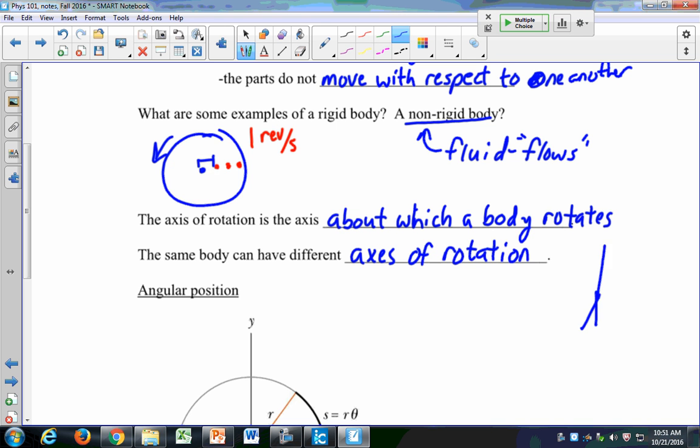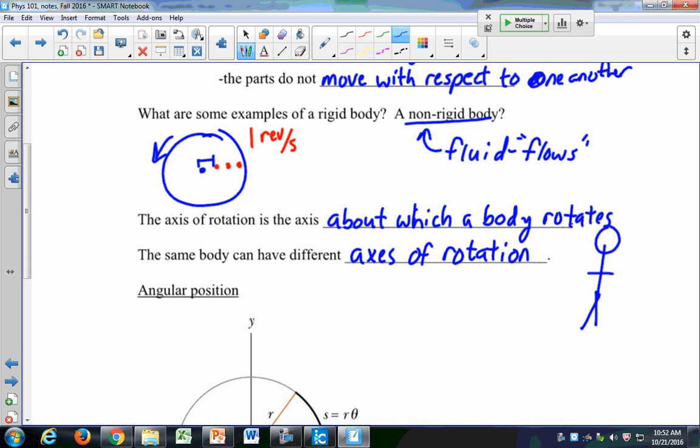So for example, a person can rotate about all sorts of axes, especially if you're very coordinated like I am. You can rotate about this axis, right? Just spin around like that. You can rotate about other axes too, like you can rotate about this axis. You can do a forward, what's that called? A forward flip, a front flip. You can do other things. I can rotate about this axis. You ready? That would be a cartwheel.